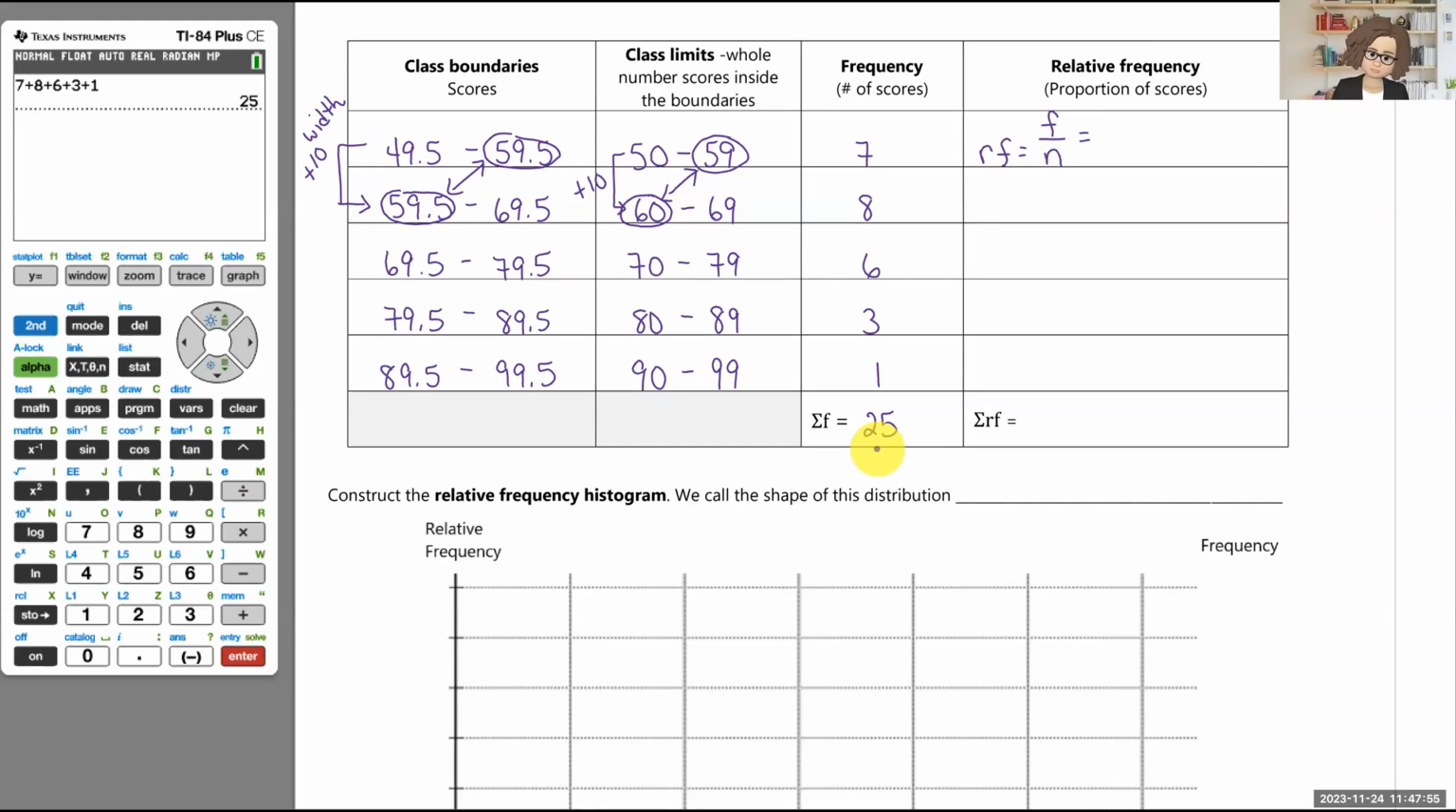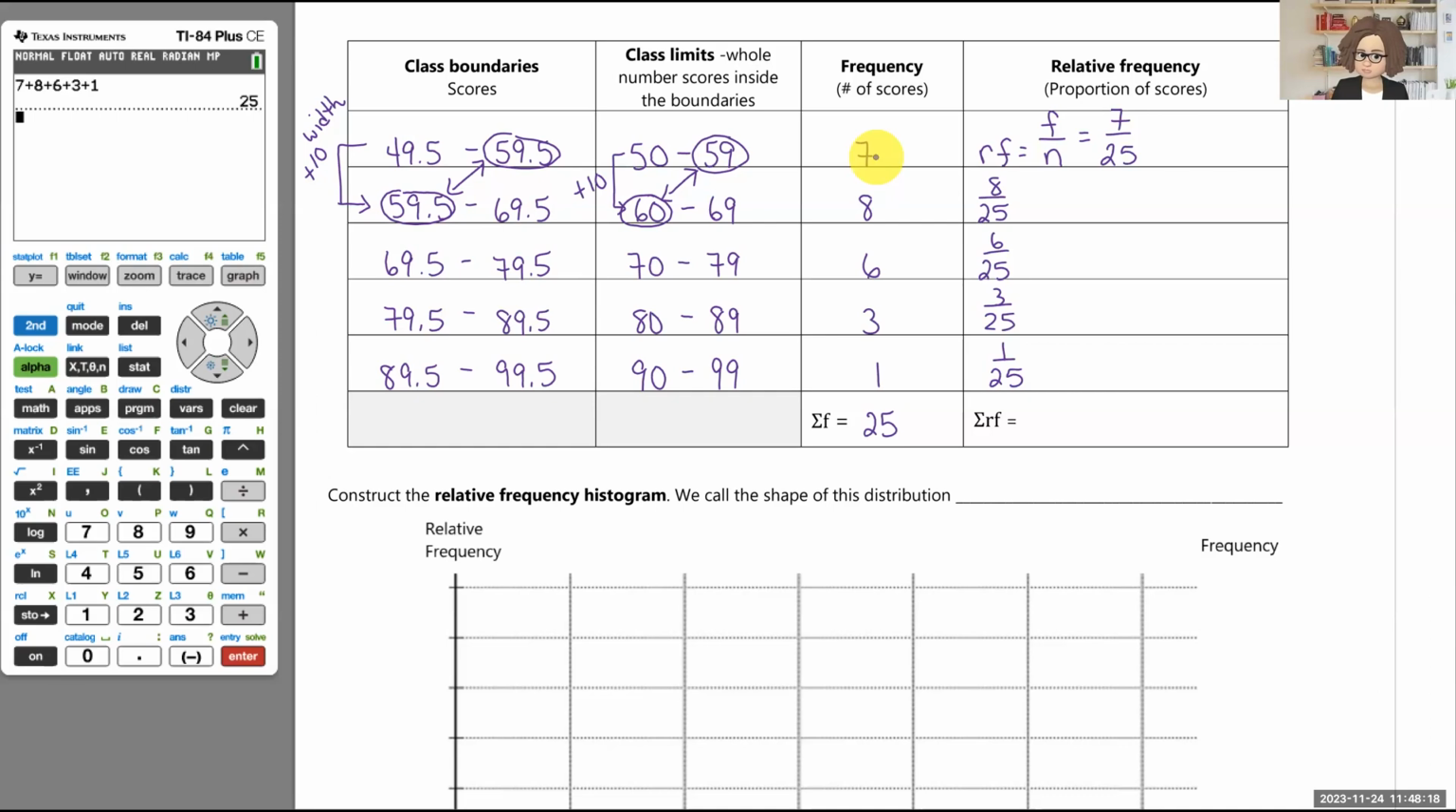So the students that got between 50 and 59, there were 7 of them, and it was 7 students out of 25 students. So in the next group, it was 8 students out of 25, and then 6 out of 25, 3 out of 25, and 1 out of 25.